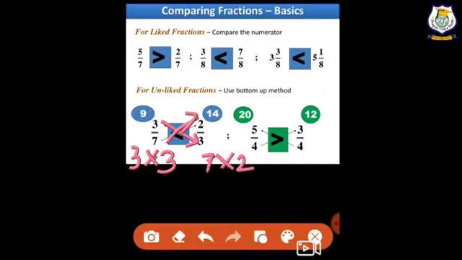Now what are you getting? 3 multiplied by 3 is 9. 7 multiplied by 2 is 14. Which one is greater? 14 is greater. It means 2 by 3 is greater than 3 by 7.